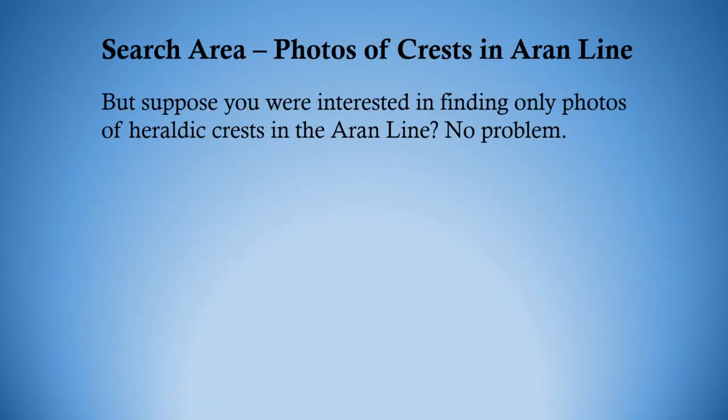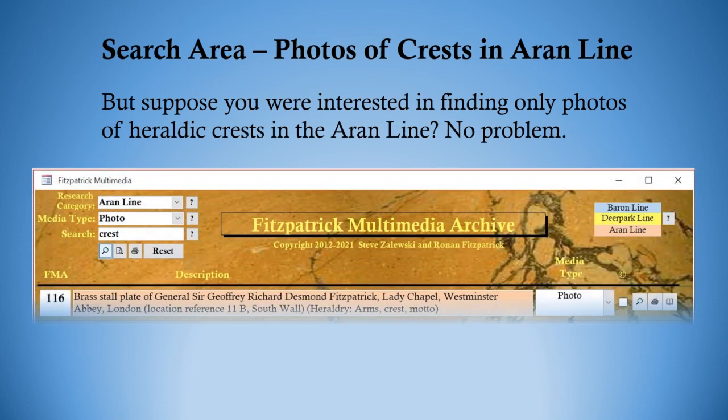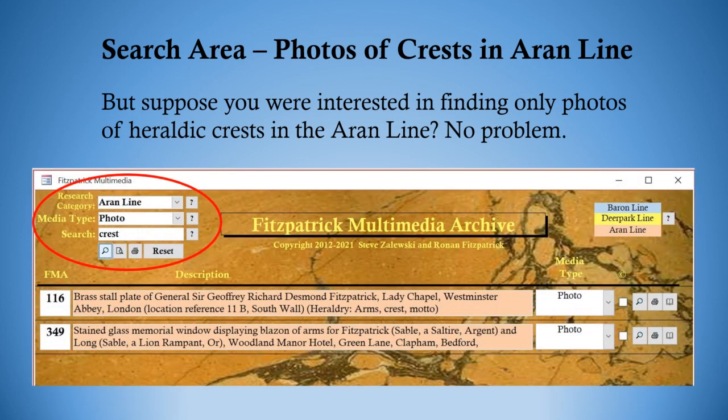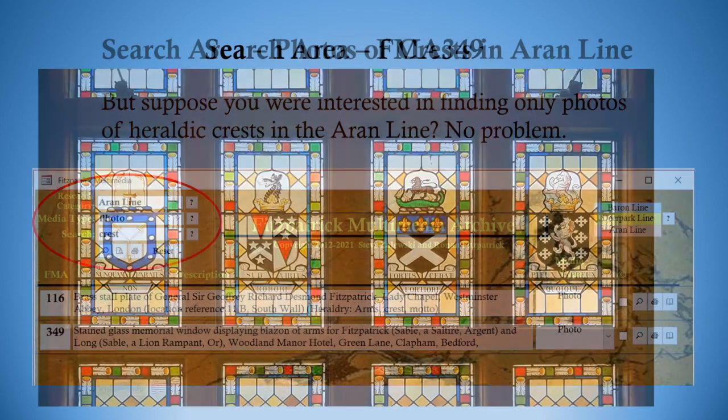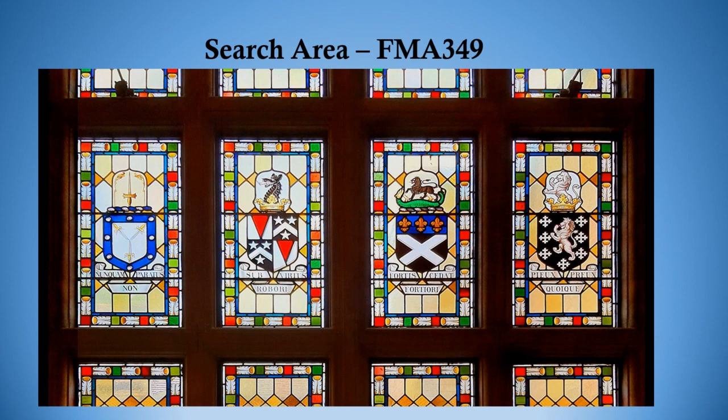But suppose you are interested in finding only photos of heraldic crest in the Aaron line. No problem. Just enter the values in the search area and FMA shows the results in the display area. Shown here is FMA 349 containing a Fitzpatrick crest of the Aaron line, a section of the stained glass window at the Woodland Manor Hotel in Bedford, England.